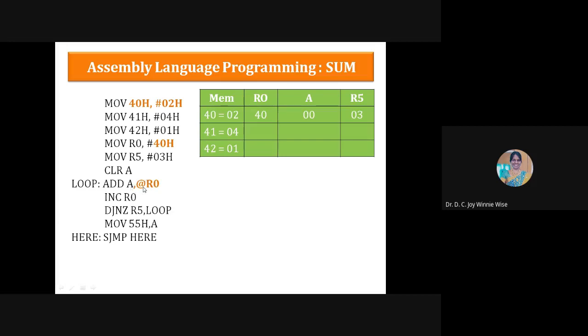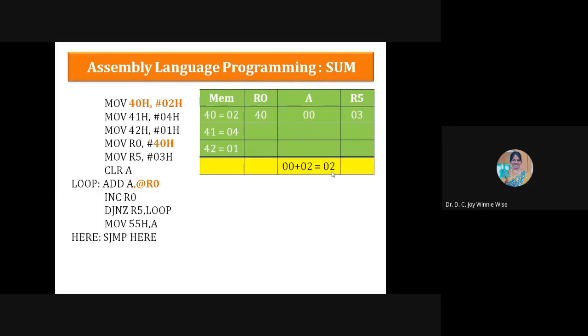How to get this data? So we have to refer this R0. R0 is 40. Okay, then go to this 40 memory location. It is 02. So 02 will be added with the accumulator. Right? See here. 00 plus the first data 02 is added. So we get 02 in the accumulator.